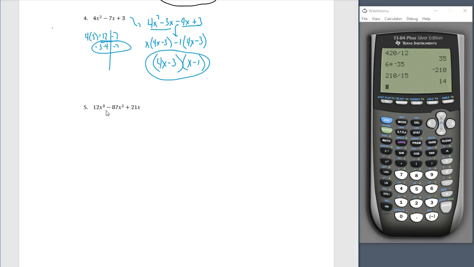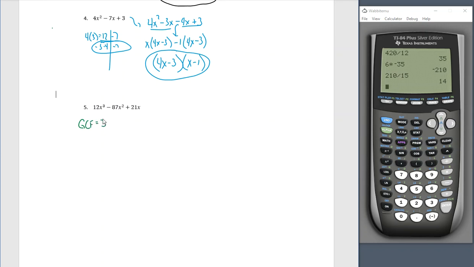Now, 12x cubed minus 87x squared plus 21x. My first thought is I have to find things that add to be 87. So I need to go back a little bit, and I need to remind myself to look for the greatest common factor.